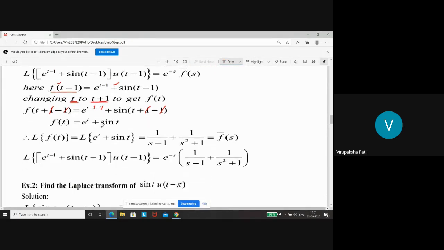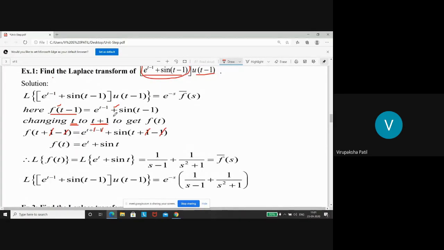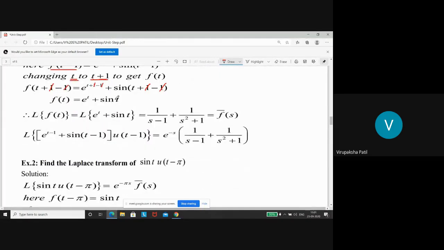Now, therefore, what you have to do? This is your f of t. F of t of what? This quantity. Then applying Laplace to both the sides. If you apply Laplace to both the sides, what will you get? Laplace transform of f of t is equal to Laplace transform of e raised to t plus sine t. Now, you already know the Laplace operator is a linear operator.